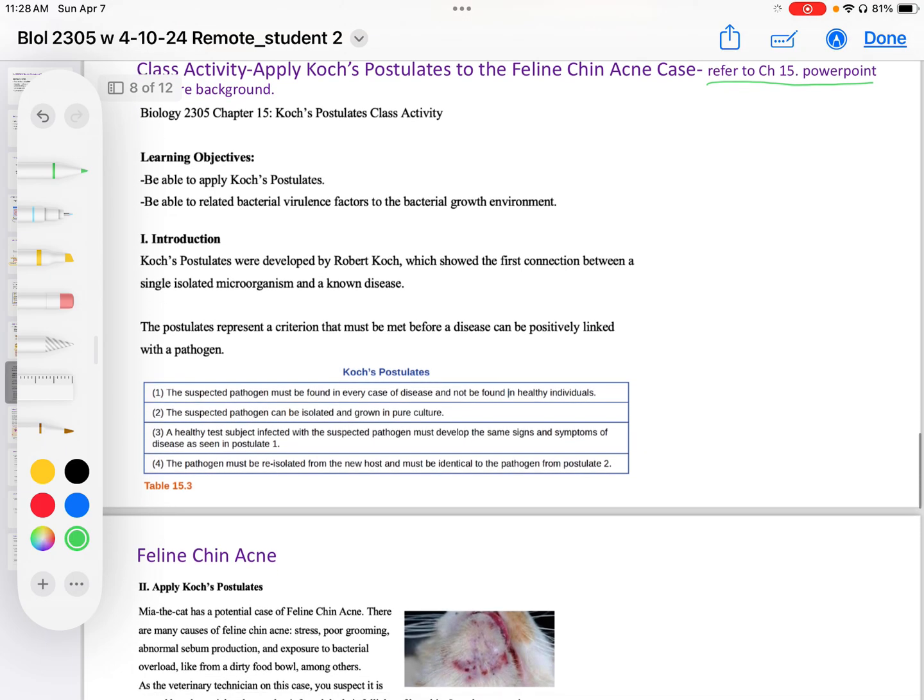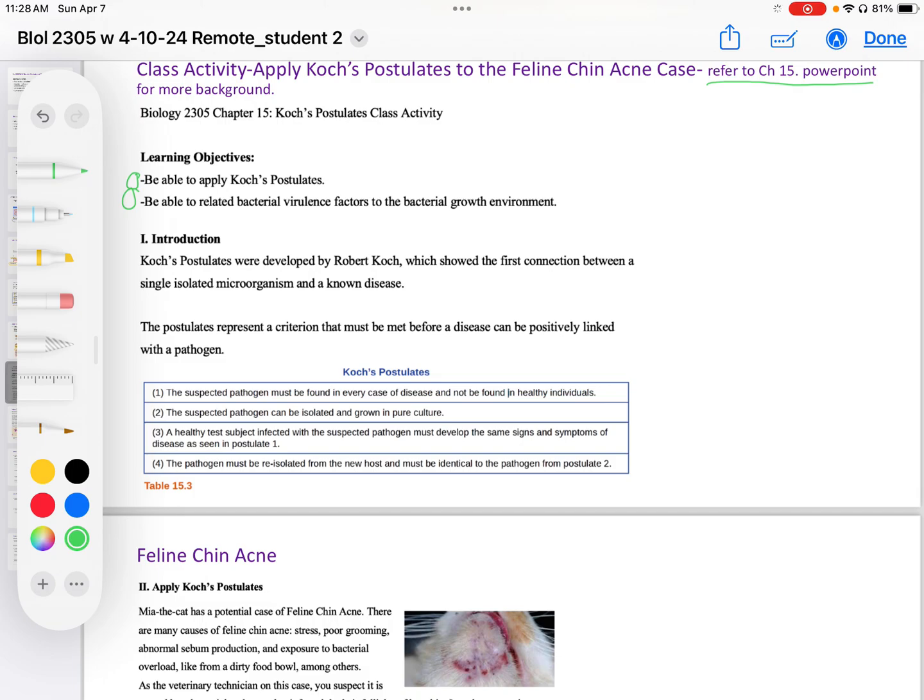So the objective of this class activity would be to apply Koch's postulates, and then relate bacterial virulence factor to the bacterial growth environment. What we're going to cover for the remote lecture is just this first section, and I'll show you how far we're going to go.